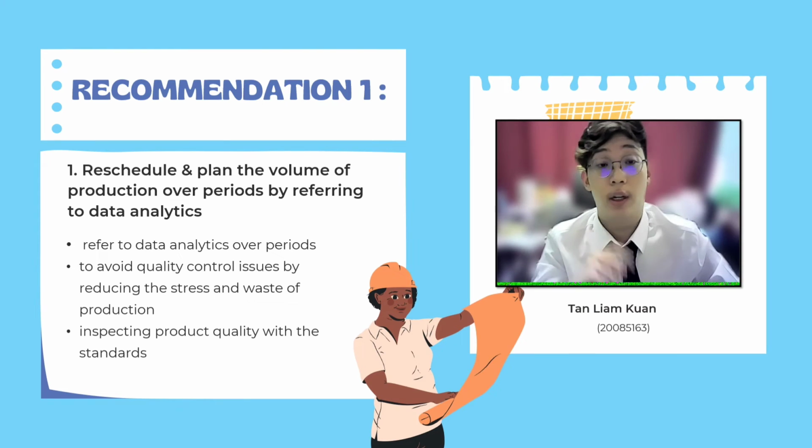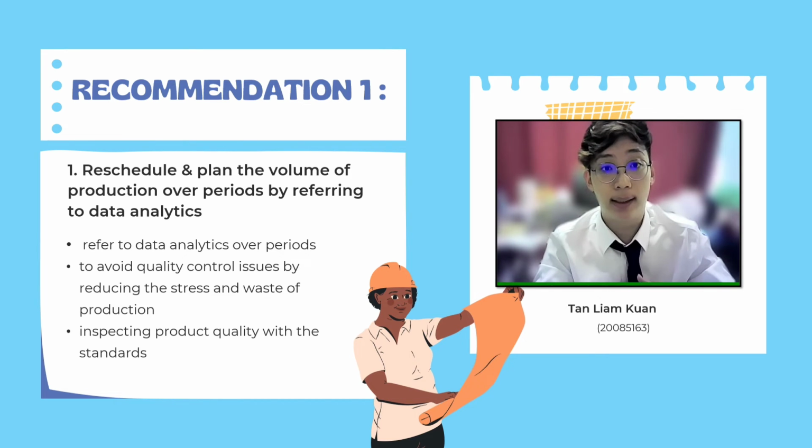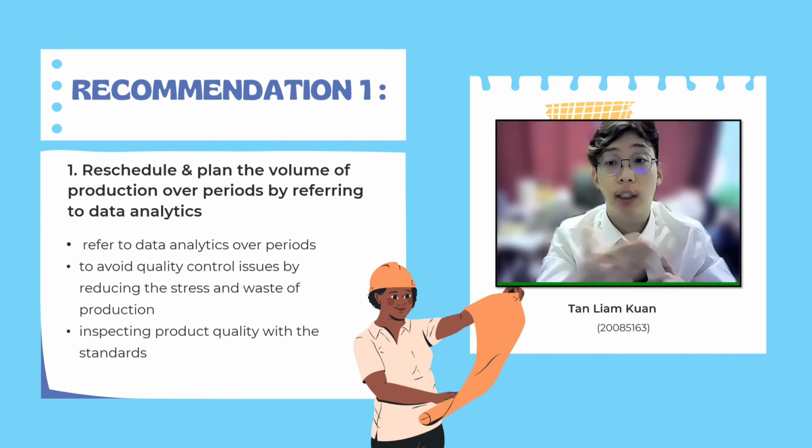The first recommendation for Peloton is to reschedule and plan the volume of production over periods by referring to data analytics. Due to the high variation of demand during the COVID-19 pandemic period and currently, Peloton must analyze market demand in order to plan and reschedule production.